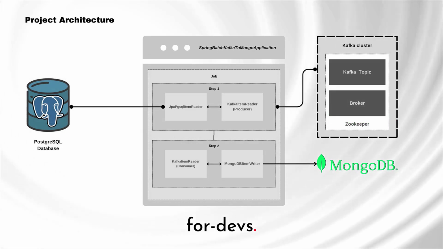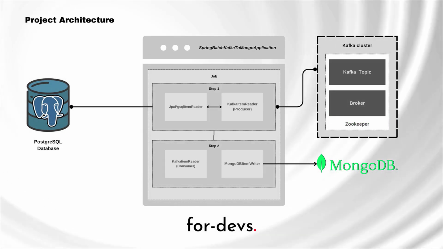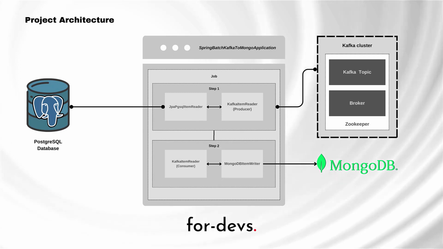In the next video, we'll look at how to combine both applications by implementing two steps to create a unified data flow that completes the journey from PostgreSQL through Kafka to MongoDB.